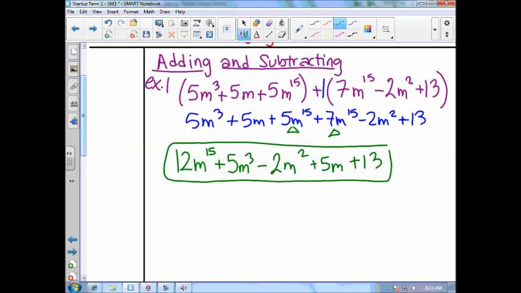Any questions on number 1? Okay, let's try a subtraction then.